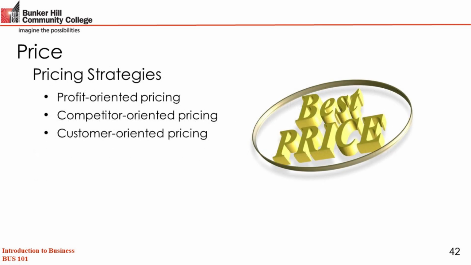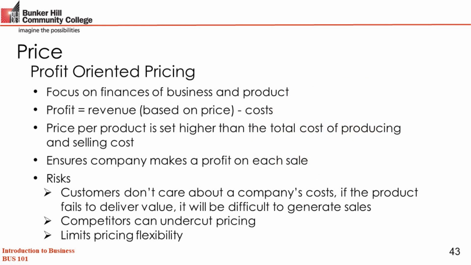There are 3 types of profit strategies: profit-oriented pricing, competitor-oriented pricing, and customer-oriented pricing. For profit-oriented pricing, you're really looking at the finances of the business. As you know, profit is the revenue less costs. So if we can cut our costs to the greatest amount possible, if we keep our prices the same, we'll have a higher profit margin, we'll make more money.